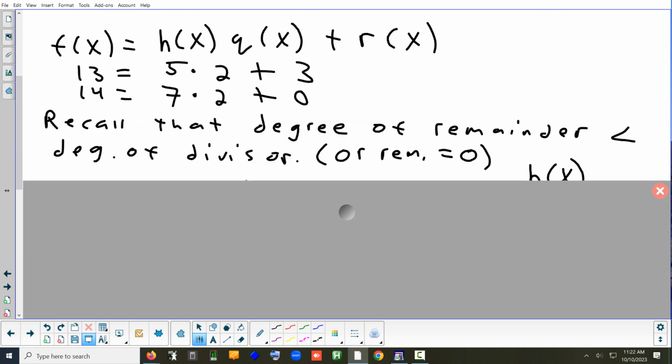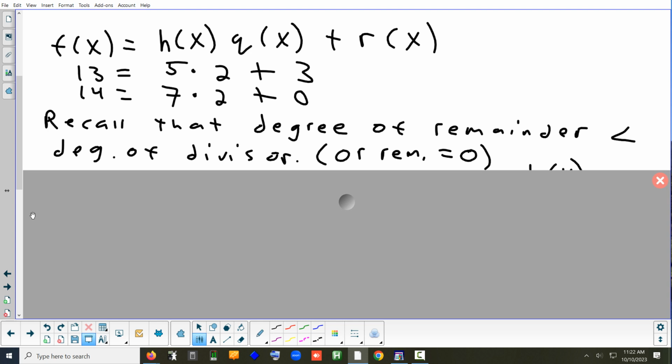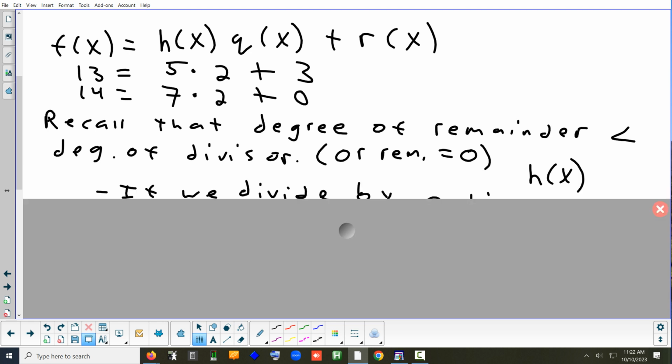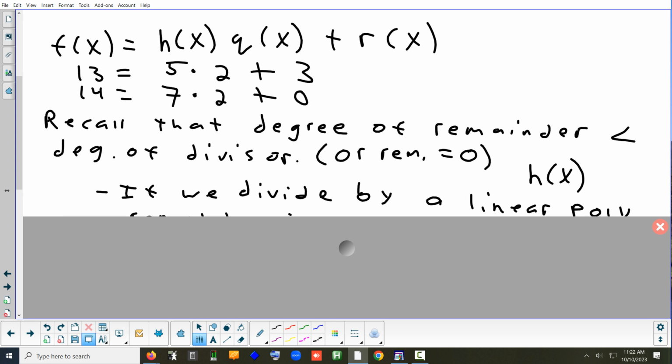So remember that when you divide, this is how you know when to stop. The degree of the remainder is less than the degree of the divisor. So the exponent on the inside is smaller than what's on the outside. Or you end up with a remainder of 0, and then you're done. So what I'm going to be getting at here is I'm going to show you a quick way to find the remainder in a problem.